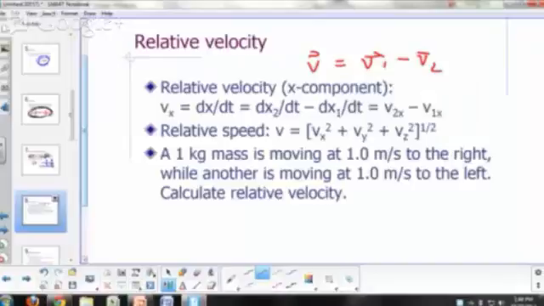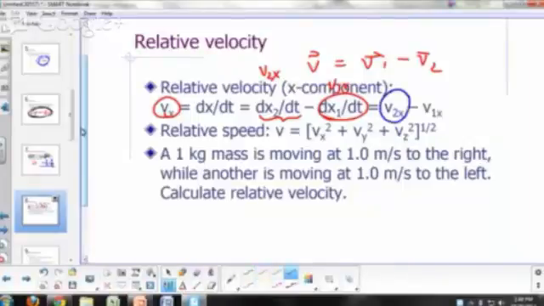So the x component of the relative velocity would be dx2/dt, that's the velocity of particle 2 along the x-axis, minus dx1/dt, that's the velocity of particle 1 along the x-axis. So, velocity of particle 2 along the x-axis minus the velocity of particle 1 along the x-axis. And you do the same thing for the y component and the z component.